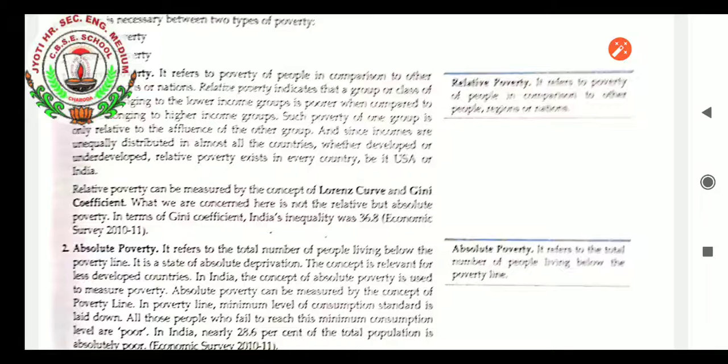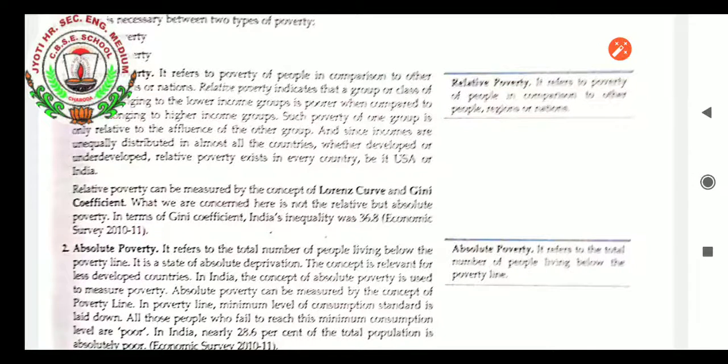Absolute poverty, when we talk, students, refers to the total number of people living below the poverty line. It is a state of fixed deprivation. It means it cannot be compared, it is fixed from birth to death. The concept is relevant for less developed countries like India. In India, the concept of absolute poverty is used to measure the poverty line. Absolute poverty can be measured by the concept of the poverty line.